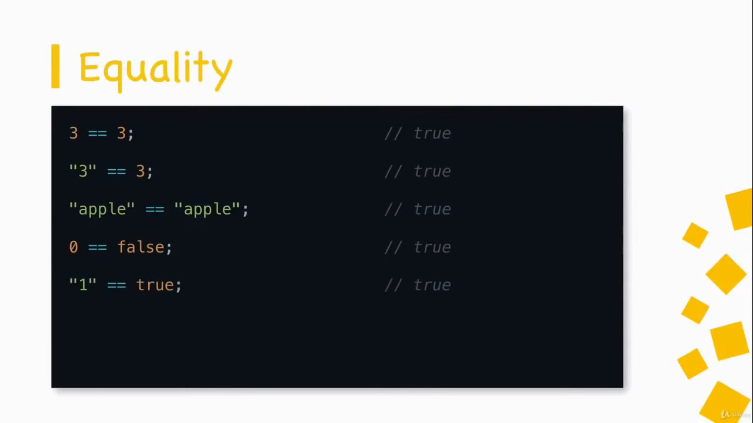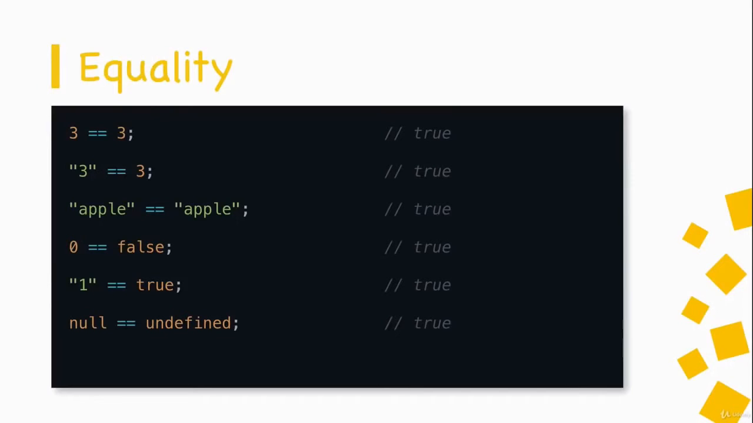And similarly, the Boolean true is regarded as 1 in JavaScript and in general computer programming. That's why the string "1" is equal to true also returns true, because string "1", which has a value 1, and the true Boolean, which also has a value 1, they're the same. That's why it returns true.